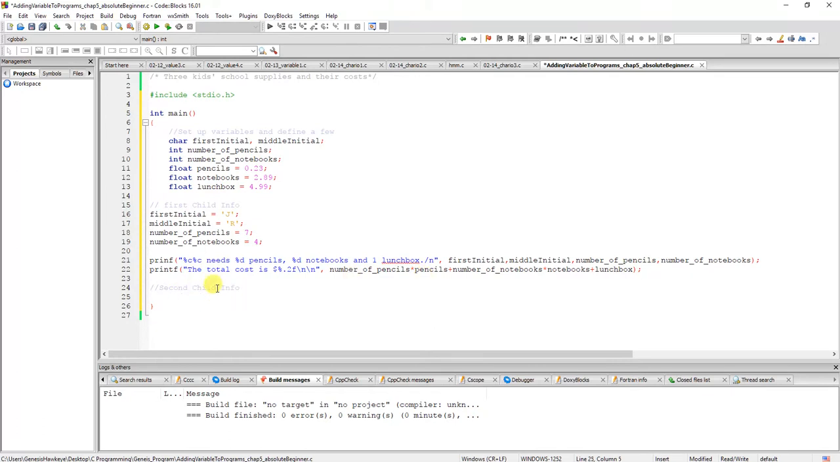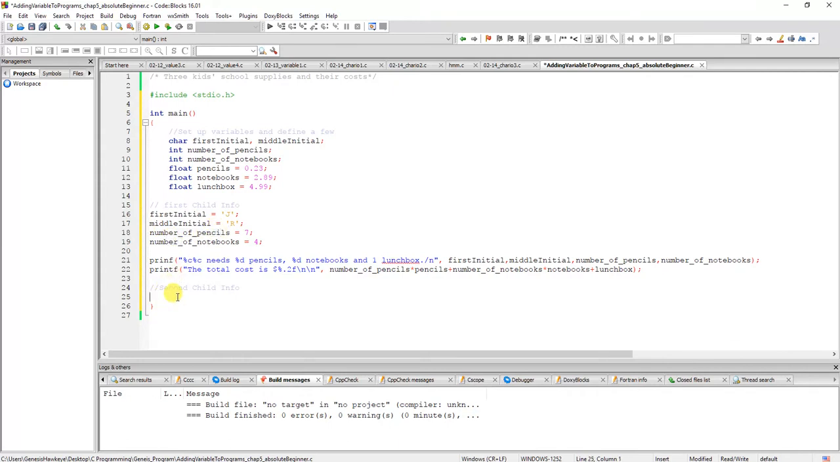Second child, we're going to do the same thing. For the second child, we need, of course, the same thing. We need the first initial, the middle initial, the number of pencils that child needs, and we need the value. Oh, the value is already here. The value is forever this way, no matter what child grabs it or buys it. So all we need for the second child is their first initial, middle initial, number of pencils and number of notebooks.